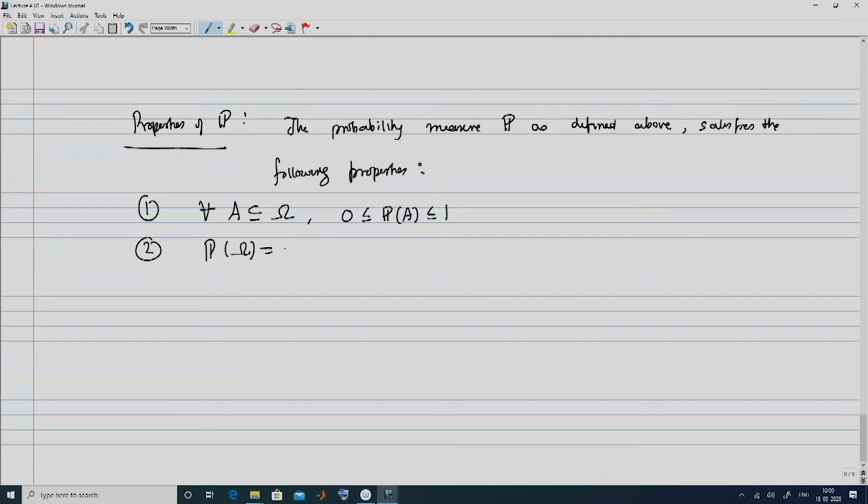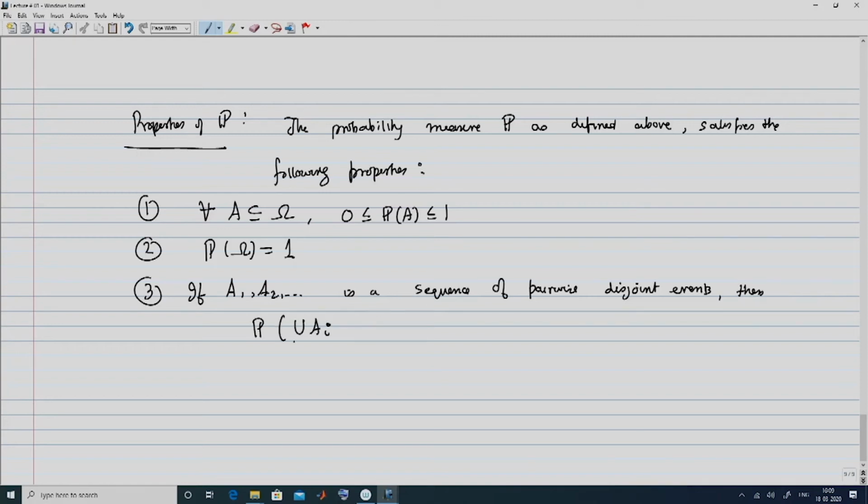P of omega is equal to 1. These two properties are the same as before. However, in the last case, since now we can have an infinite set, if A1, A2 and so on is a sequence of pairwise disjoint events, then the probability of the union of i equal to 1 to infinity, which was earlier i equal to 1 to n, is going to be the summation of probability of A i, i equal to 1 to infinity.